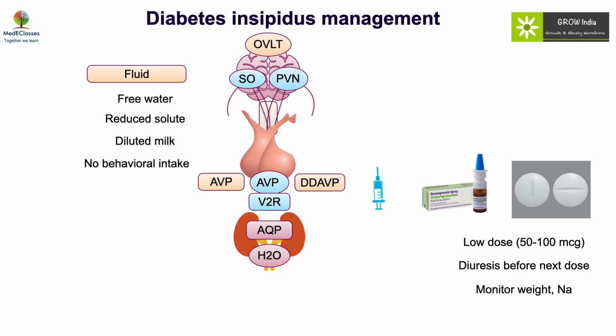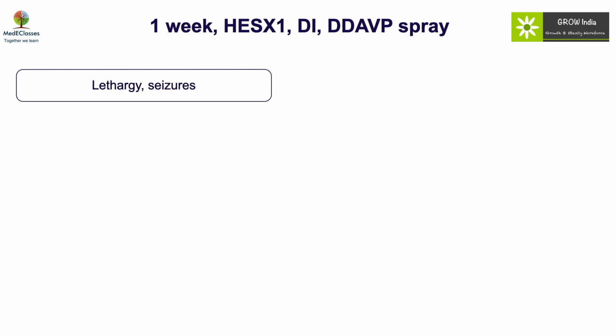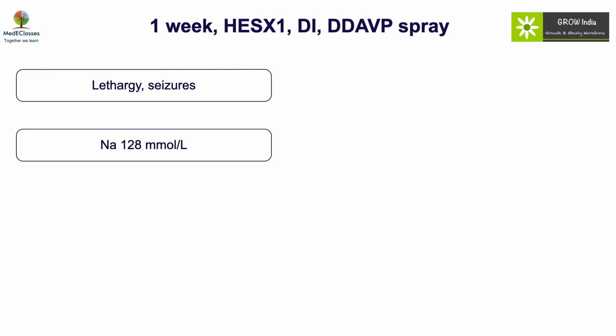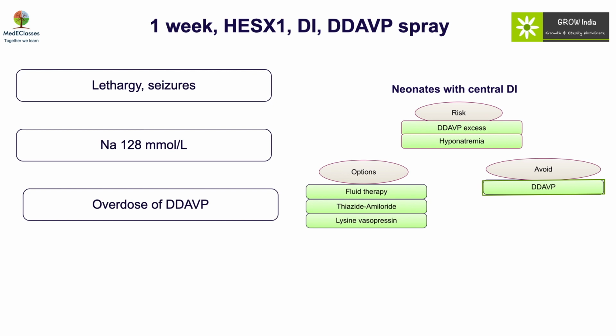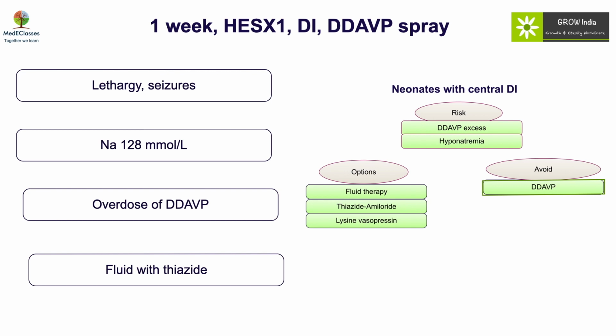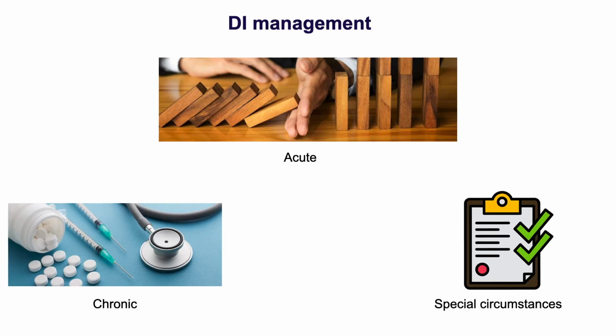In infants, use of AVP may actually be difficult because of excess water with the risk of hyponatremia, and in that setting, using fluid along with thiazide amiloride may be quite effective. This is highlighted by this case: a 1-week-old child with HESX1 defect with diabetes insipidus started on DDAVP spray, presented with lethargy and seizures and hyponatremia. What happened here is that this child was given DDAVP, which had a long duration of action, and that really triggered the overdose. It would have been more appropriate in this setting to use fluid and thiazides, which will have a better impact in that situation.